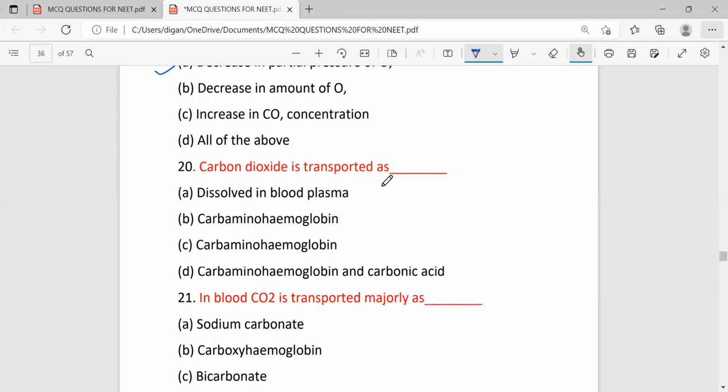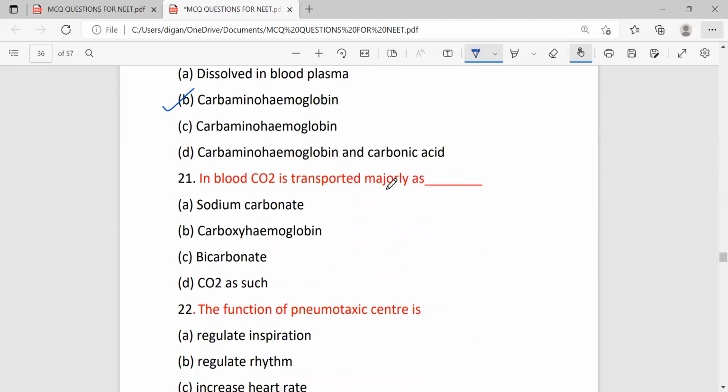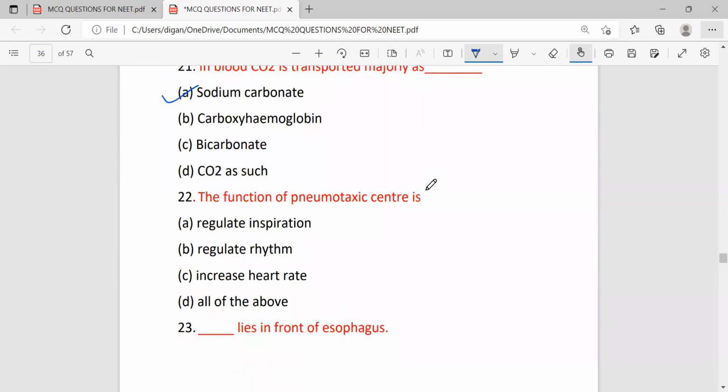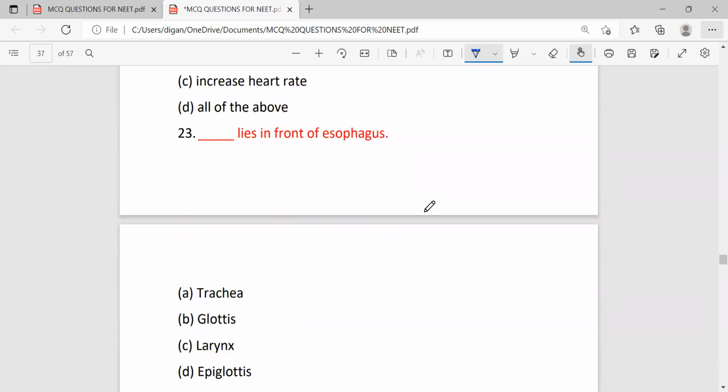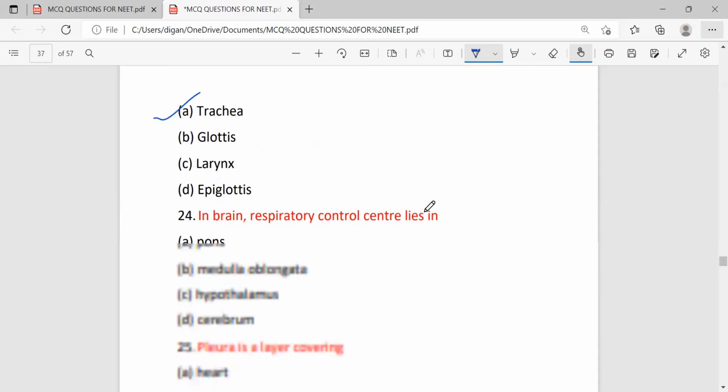Carbon dioxide is transported as carbaminohemoglobin. Next, in blood, carbon dioxide is transported majorly as sodium bicarbonate. The function of the pneumotaxic center, for 22, is to regulate inspiration. Next, 23. For 23, that lies in front of the esophagus. So what should be the answer? The correct answer should be A, means trachea.